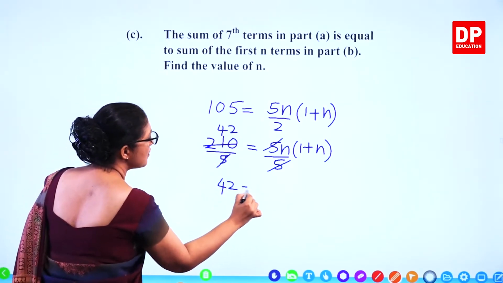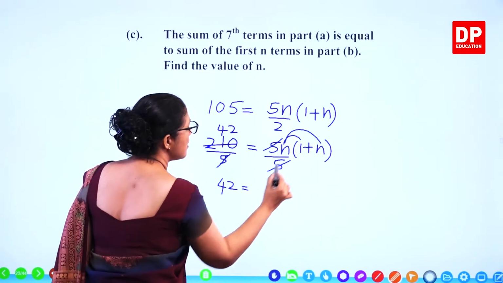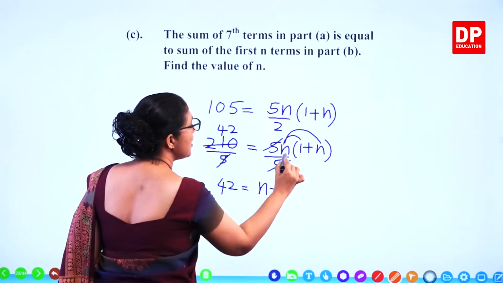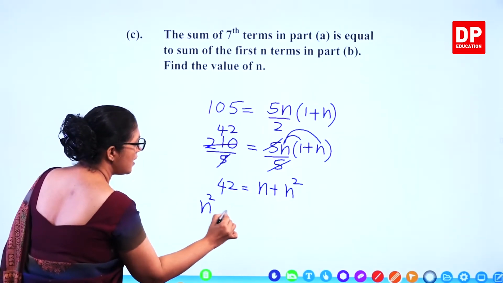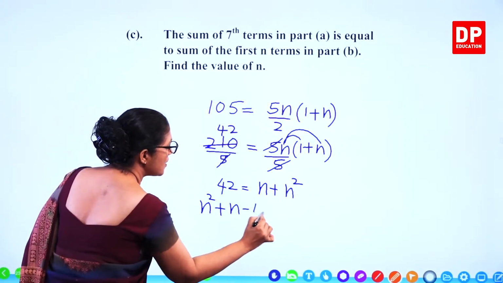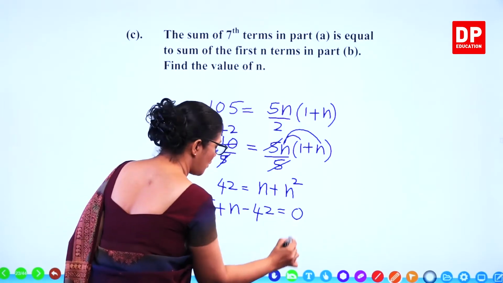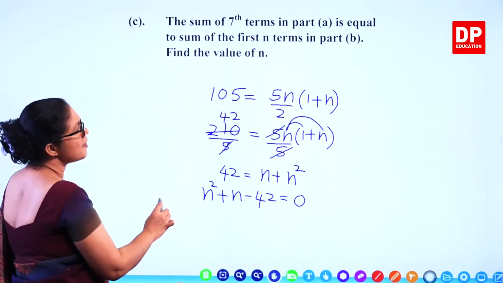42 equals n in n plus n into n squared. Now take all terms to one side. N squared plus n minus 42 is equal to 0. Try to factorize and find out n.